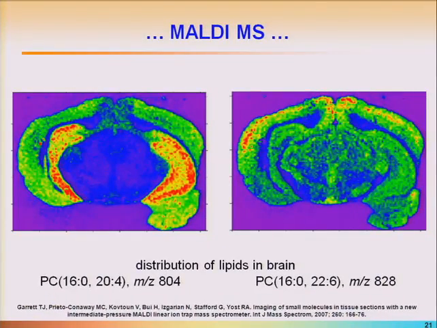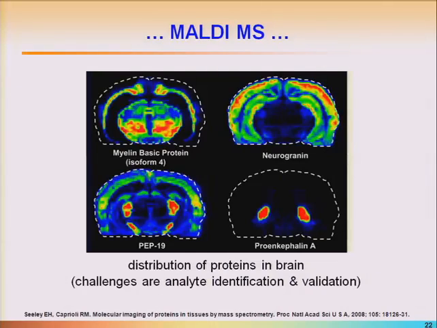MALDI-MS is also used to analyze lipids in the brain, where you can have certain areas where these specific lipids accumulate, and this was done by Garrett and Joost here. And then we also have an example where you have distribution of proteins in the brain, and here the problem is that you might detect these proteins, but it's very important to do the analyte identification and subsequent validation.